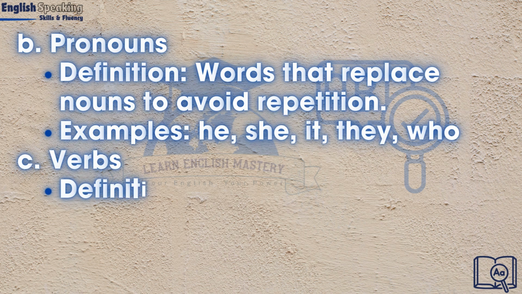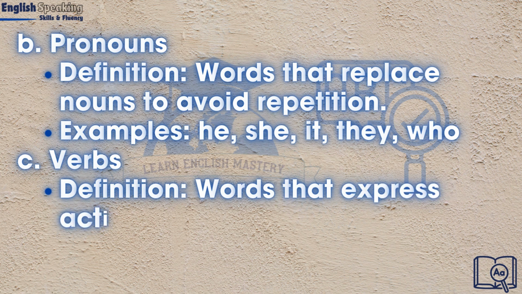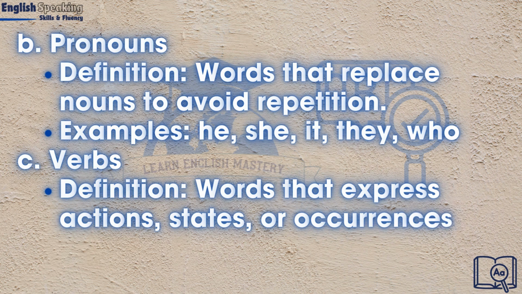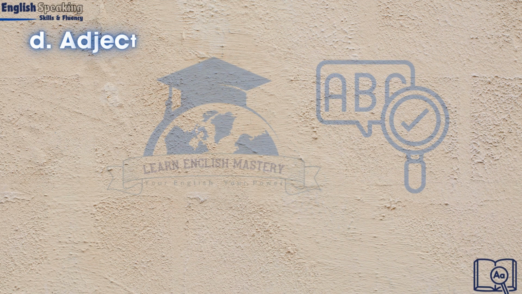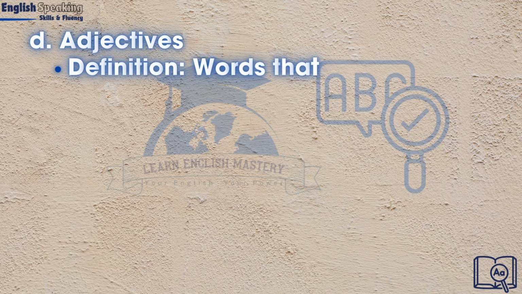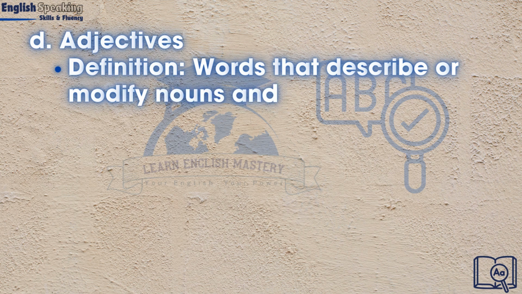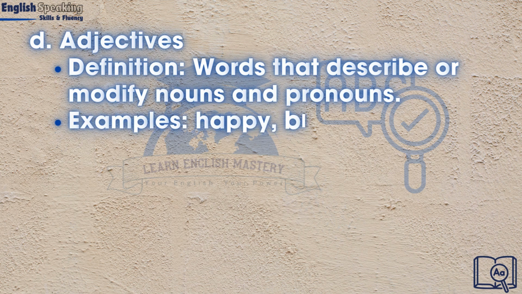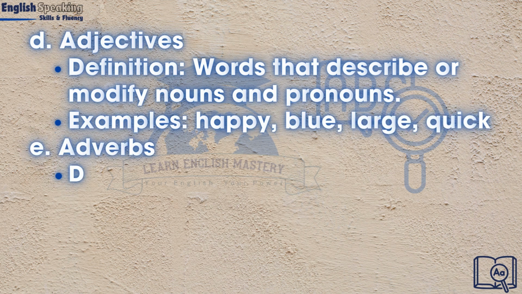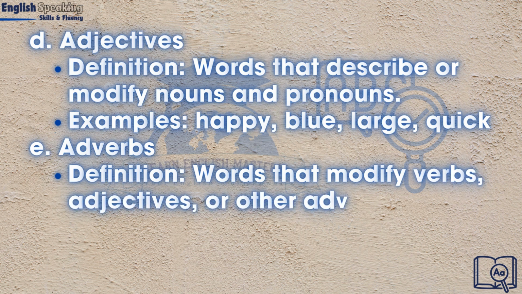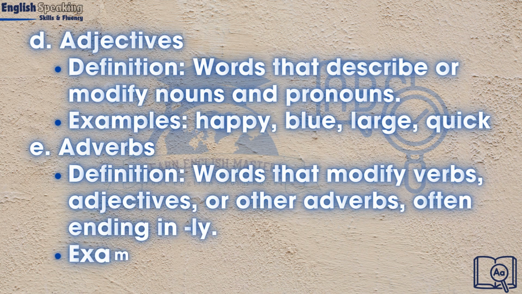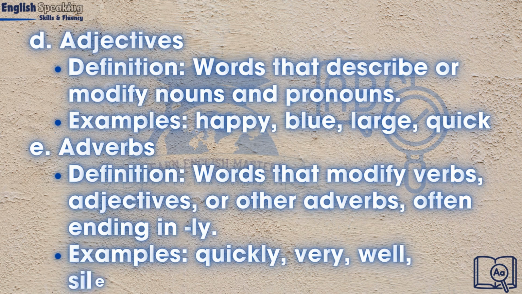C. Verbs. Definition: words that express actions, states, or occurrences. Examples: run, is, seem, become. D. Adjectives. Definition: words that describe or modify nouns and pronouns. Examples: happy, blue, large, quick. E. Adverbs. Definition: words that modify verbs, adjectives, or other adverbs, often ending in -ly. Examples: quickly, very, well, silently.